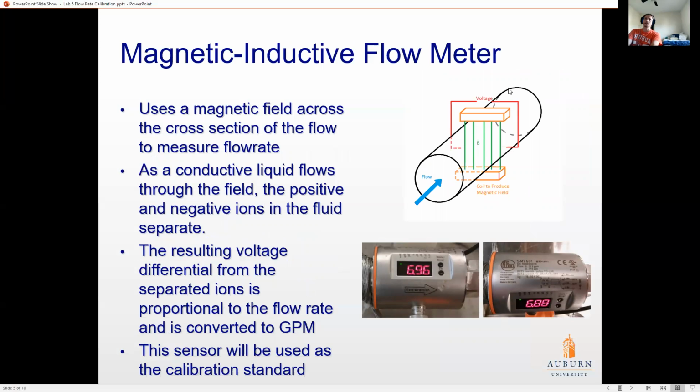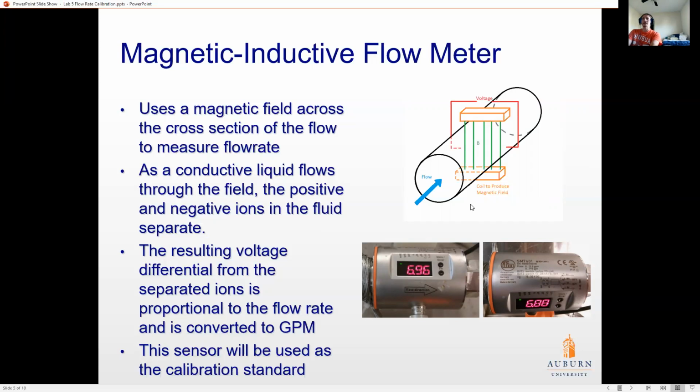The third sensor is the magnetic inductance meter. So it is also an electronic sensor. It runs on the same supply voltage that the vortex shedding meter does. And it also has an LCD display that shows you what the measured flow is, and it's also set up in gallons per minute.